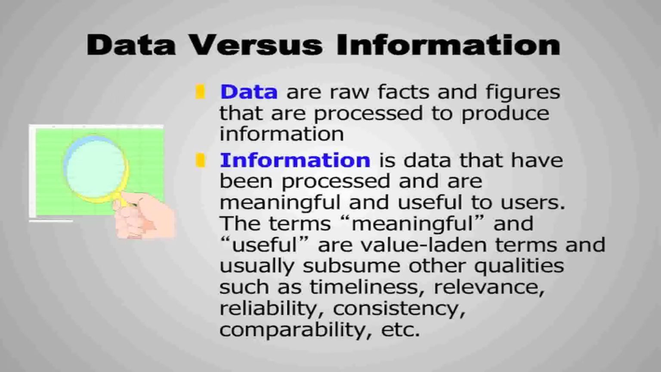Now, what is an information system? An information system primarily deals with two important parts, data and information. It needs to have input, processing and output. So, what is the difference between data and information? First of all, analyze it. Data are the raw facts and figures that are processed to produce information. Information is data that have been processed and are meaningful and useful to users. The terms meaningful and useful are value laden terms and usually subsume other qualities such as timeliness, relevance, reliability, consistency and comparability, etc.